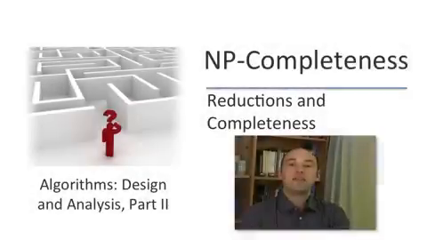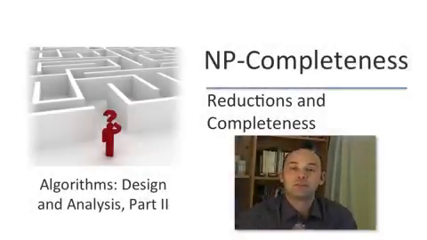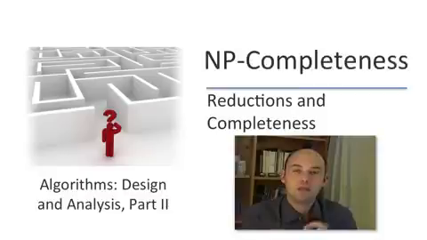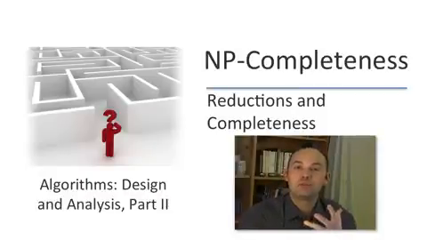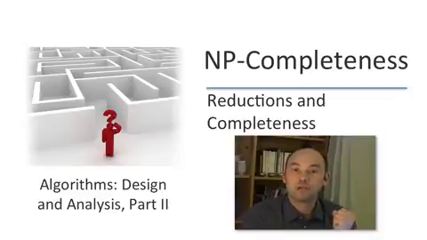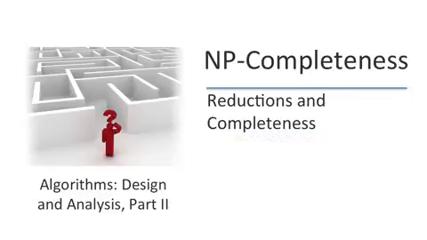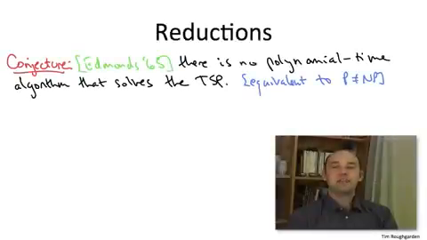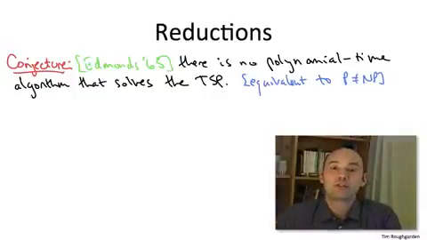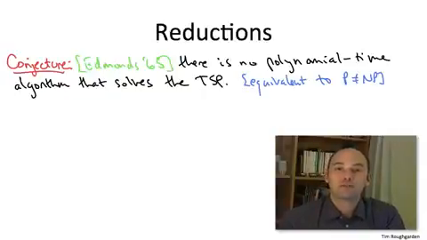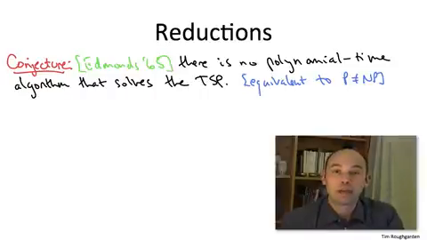How do we amass evidence of computational intractability of something like the traveling salesman problem? The key idea is through the formalism of completeness, which in turn depends on the idea of a reduction between two problems. We left off last video with Edmonds' prescient conjecture from 1965 in his paper Paths, Trees, and Flowers, when, while pondering the traveling salesman problem, he conjectures that there is no polynomial time algorithm for it.